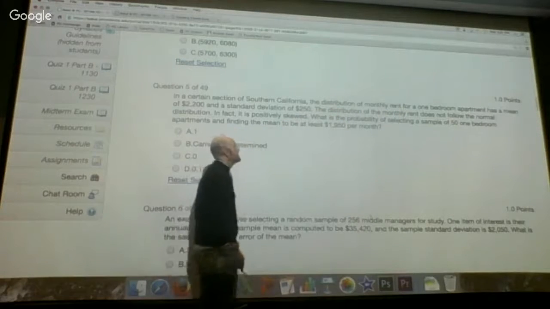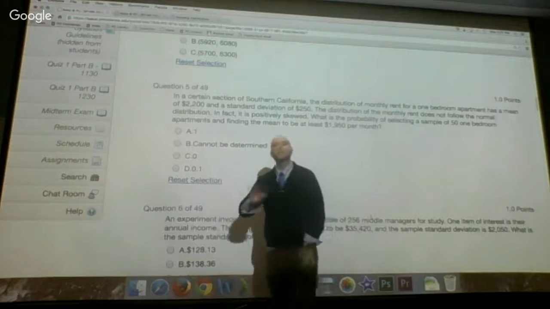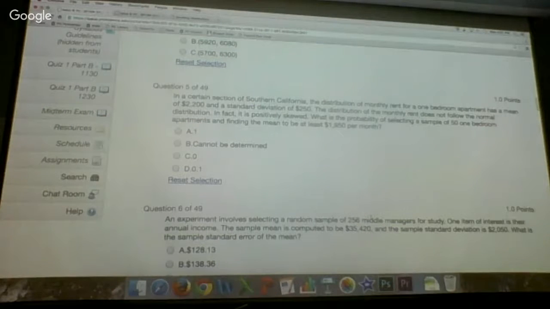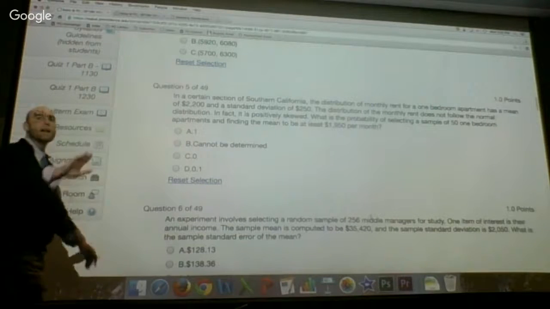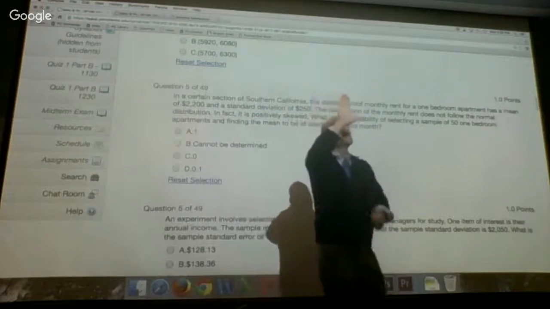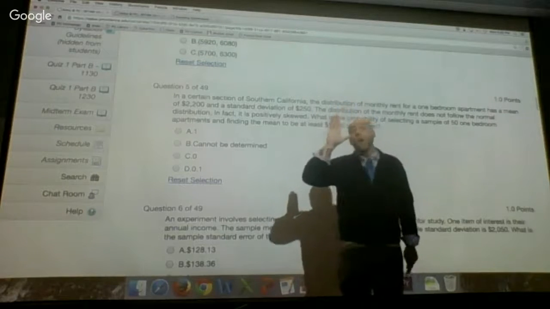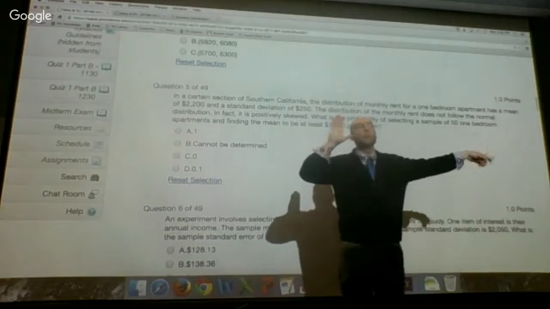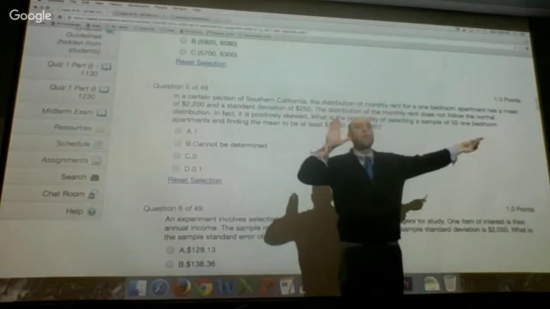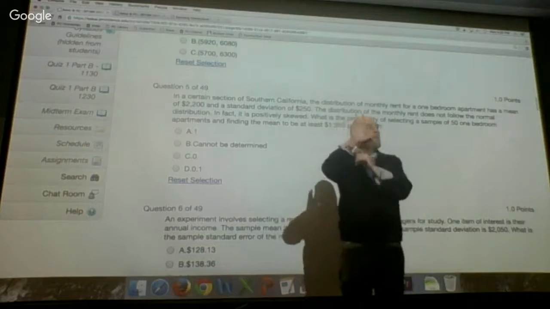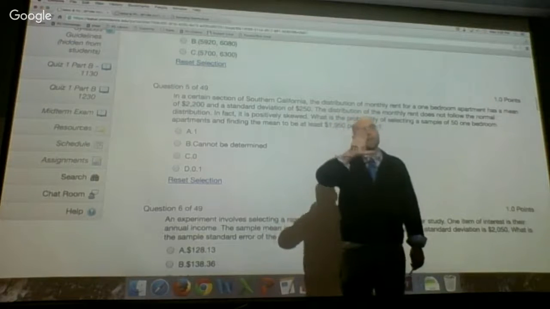However, the distribution of monthly rent does not follow the normal distribution. The population is not normally distributed. That could cause some problems. In fact, it is positively skewed. Palm of your right hand, positively skewed. Means most of them are on the lower side, but a couple of them are really expensive. So that means there's a couple of apartments in Southern California which may be pulling the mean that way because someone's paying 10 grand a month, but mostly people are on the left-hand side of that picture.